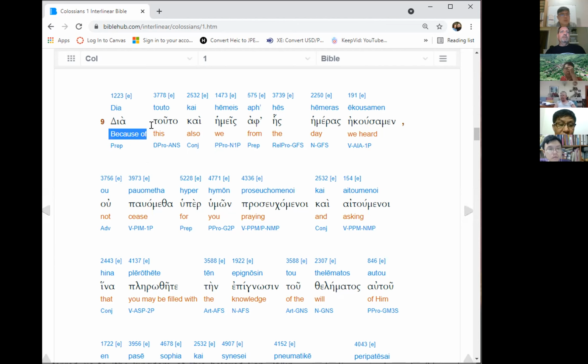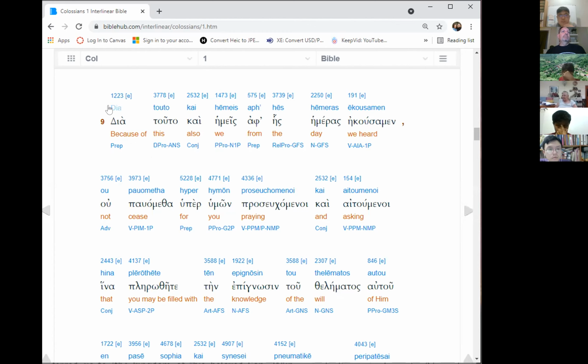Okay? Because of this, also we from the day we heard. That's just taking that one Greek word and giving you the dictionary definition that they think. Now, again, this is also a translation, by the way. It's the translation for the word that they think it is. Okay, so that's below it in red.